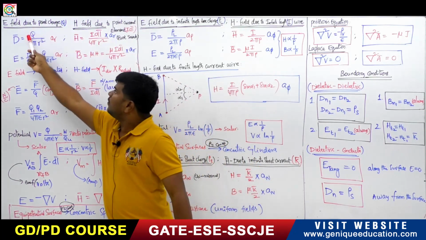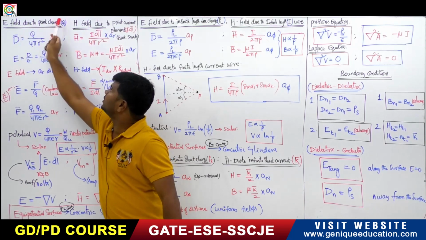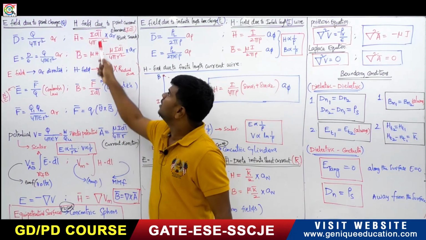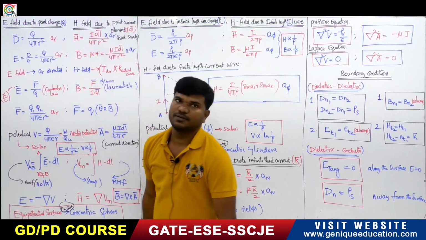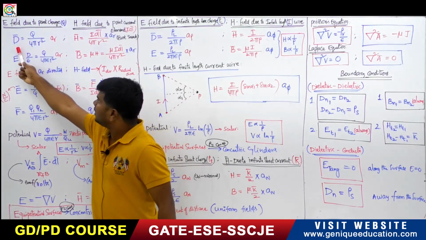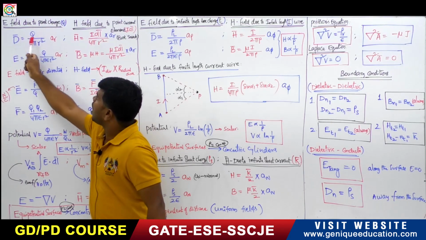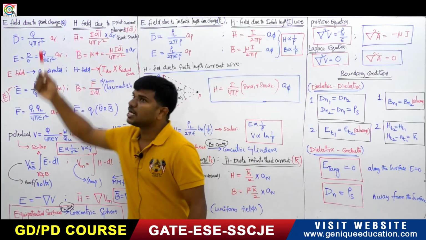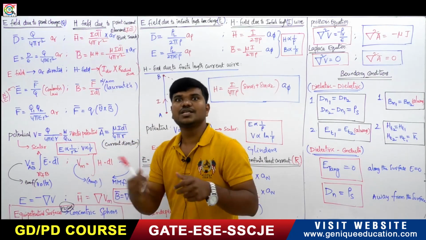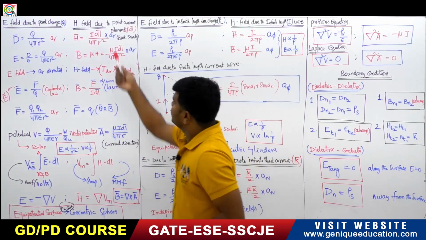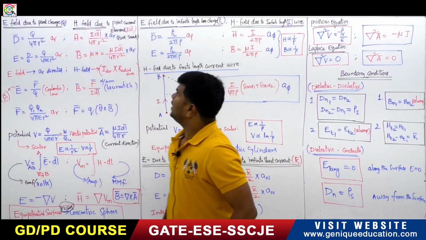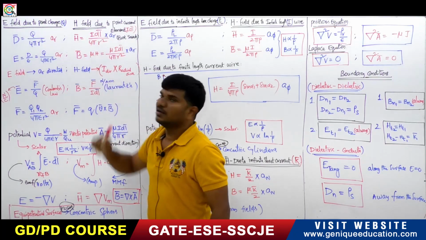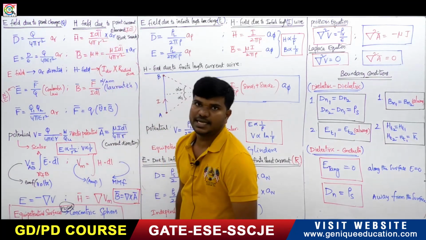So what is there in the numerator? Here the point charge is the cause of the electric field. But here the current element is the cause of the magnetic field. So we can define the electric flux density as cause divided by area. 4 pi r square means what? A spherical surface area, right? Similarly, the magnetic field intensity is equal to cause divided by area. The cause is IDL here.